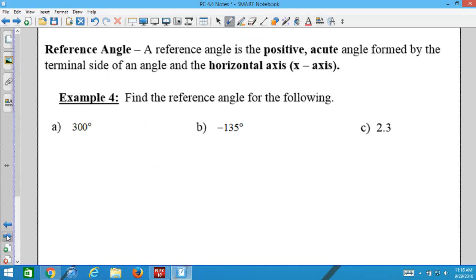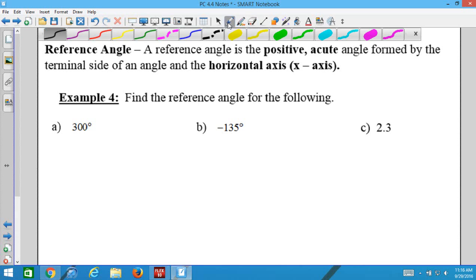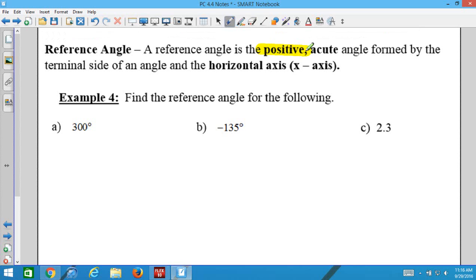Reference angle, we talked about that last class. Just remember, reference angle has to be positive and it has to be acute, meaning it's between 0 and 90. It has to be positive. So if you're going in the negative direction, the reference angle you still call a positive number. It also connects to the x-axis.